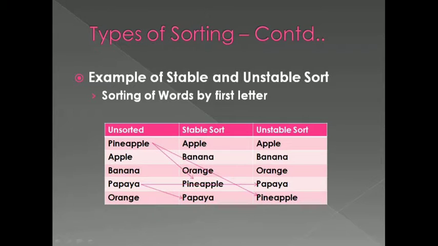In case of unstable sort, the output will not be the same as the input for the same type of elements. For example, in case of unstable sort, when we are sorting the elements, the first three elements are the same: apple, banana, and orange. After that, there are two words which start with P, papaya and pineapple. If papaya comes first and pineapple comes second, it is an unstable sort, because in the input pineapple came first and papaya came second, and now the order has changed, so it is an unstable sort.